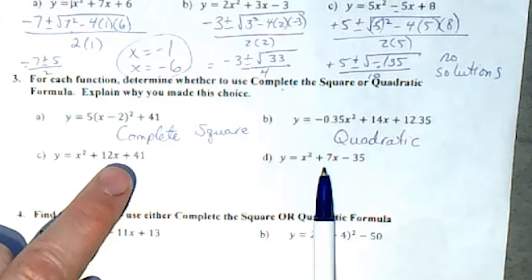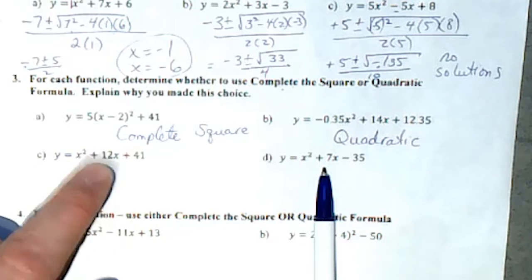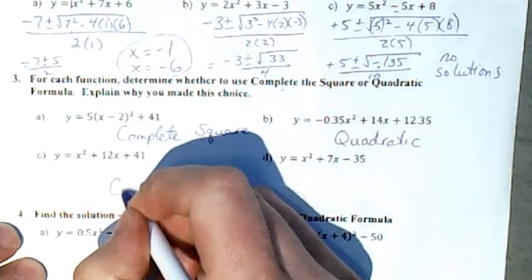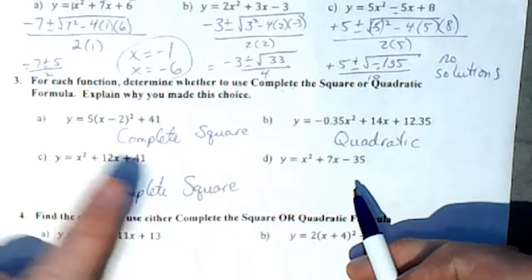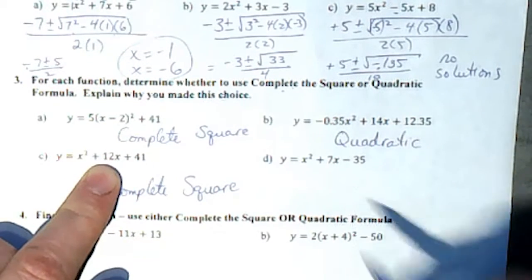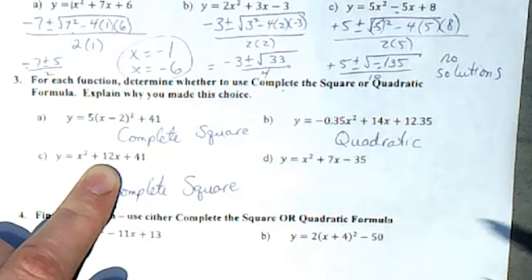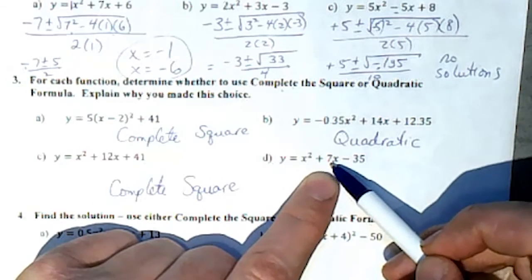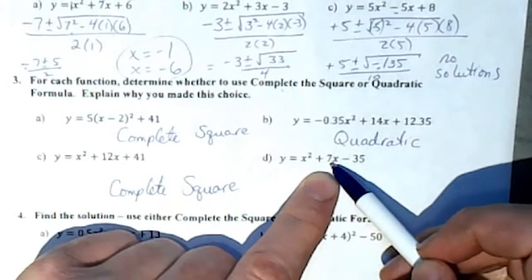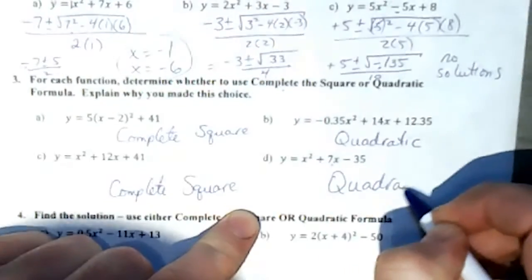So the key thing here is, if you can divide by 2 and get a nice number, if it's an even number, complete the square. If we do quadratic formula, we could use it, but we are going to have to simplify the radical. That's the one thing to be warned about. This one here, it'll be hard to do with complete the square because we're going to get a decimal. So this one, quadratic formula.